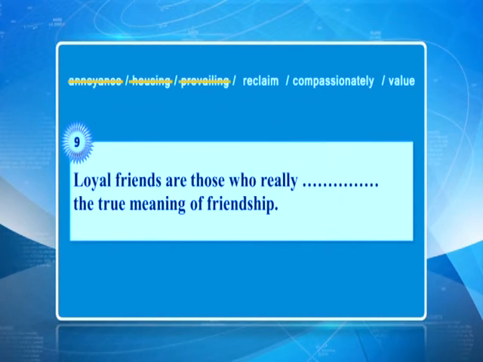Sentence 9: loyal friends are those who really, space, the true meaning of friendship. Here is a clause, who really, and then I need a verb, because the subject of this clause is who, which refers to the noun friends. These friends do something, okay? So the verb here from the list is the verb value. They appreciate, okay? So that's why they are called loyal. Loyal friends are those who really value the true meaning of friendship.